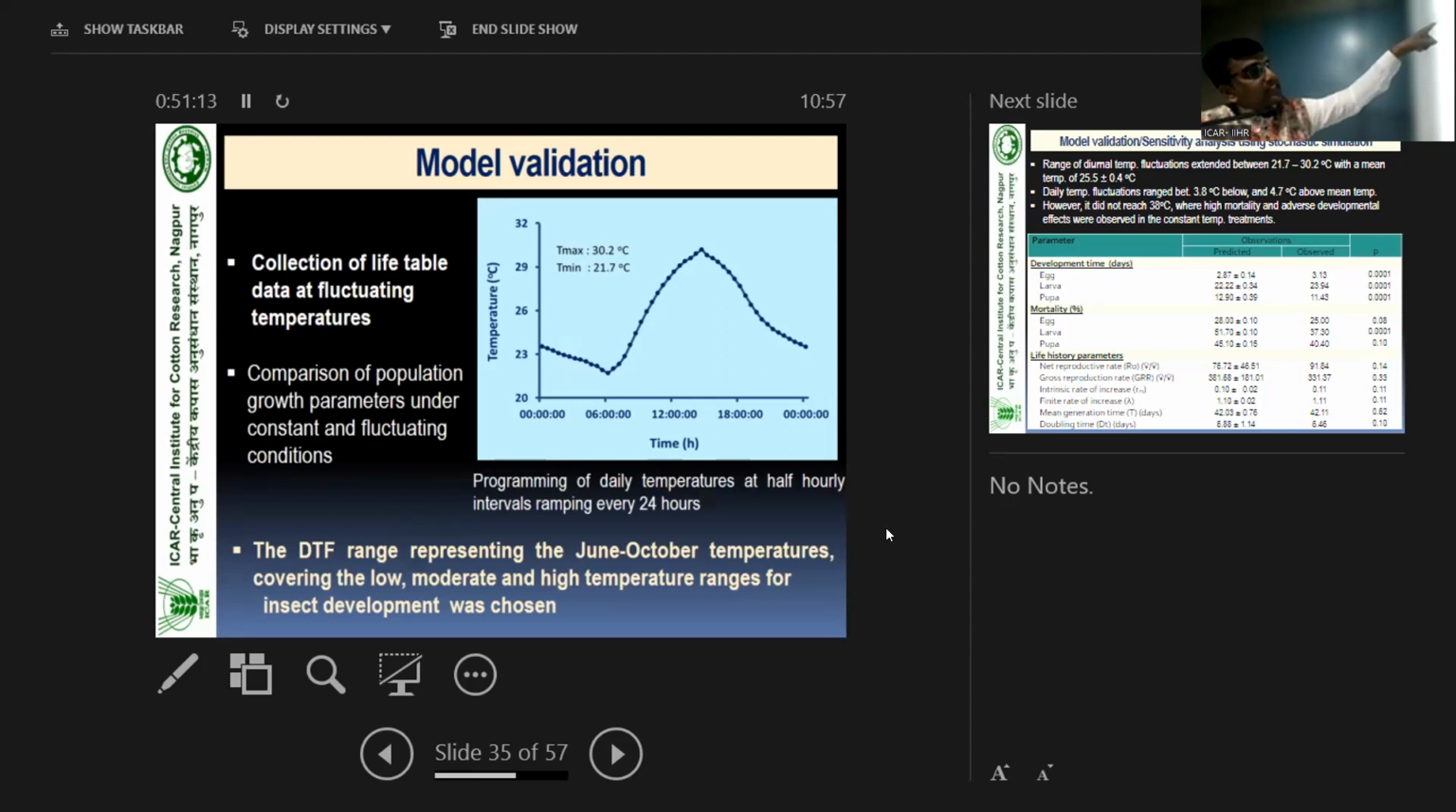So the graph came like this, that daily at night 12 the temperature will be like that. Then 11, 12, after that 1, 2, 3, 4, 5, like that. For 48 hours of time steps we have given half-hourly temperature. And the incubator was fluctuating the temperature as per the program that was given to it. And one life cycle set was studied at this temperature. This temperature range, DTF, is nothing but daily temperature fluctuation. That is the amplitude. That was representing June to October temperature, covering low, moderate, and high temperature range for insect development. We have chosen that one.